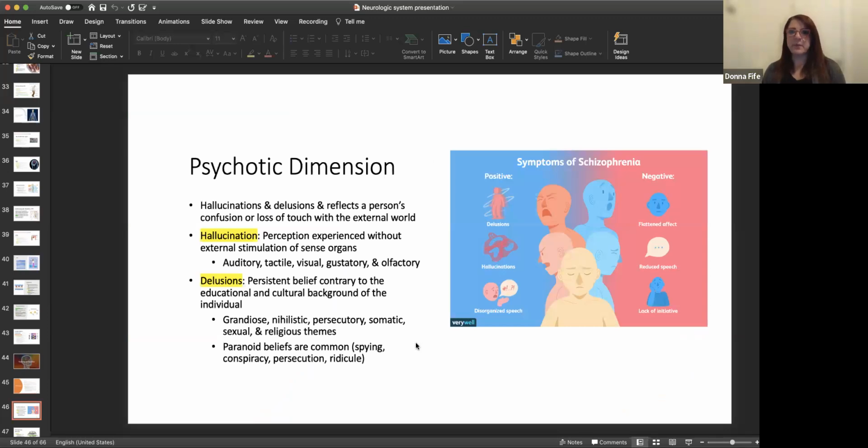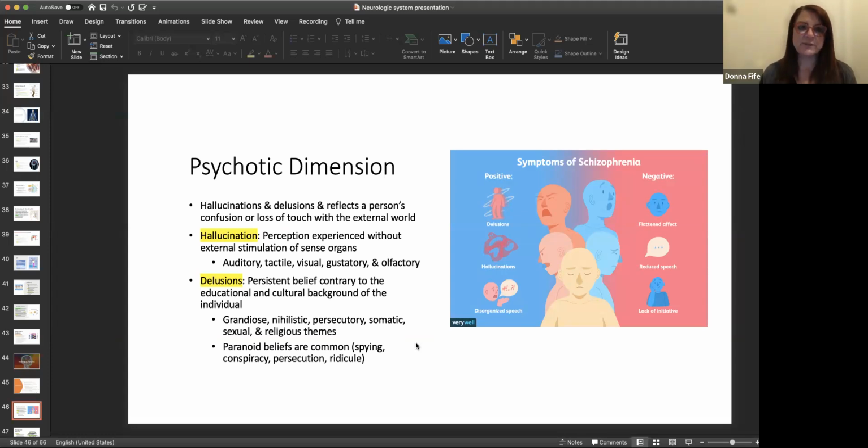Now the psychotic dimension with schizophrenia. Let's look more at hallucinations and delusions. These reflect a person's confusion or loss of touch with the external world. A hallucination is a perception experienced without external stimulation of sense organs. Hallucinations can be auditory, tactile, visual, gustatory, and olfactory.